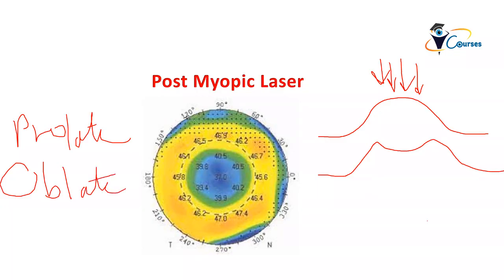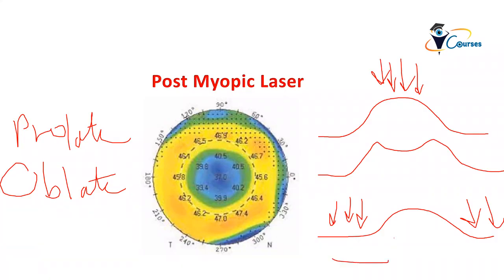This will be the reverse for hyperopic laser. For hyperopic laser, we want to increase the patient's refractive power. So if this patient has hyperopia, we do the laser in the periphery. This laser in the periphery will cause more flattening of the periphery, leading to the center bulging more, causing more steepness of the center.